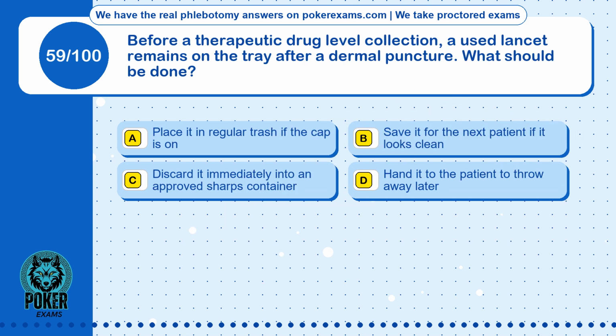Question 59. Before a therapeutic drug level collection, a used lancet remains on the tray after a dermal puncture. What should be done? Option A, place it in regular trash if the cap is on. Option B, save it for the next patient if it looks clean. Option C, discard it immediately into an approved sharps container. Option D, hand it to the patient to throw away later.